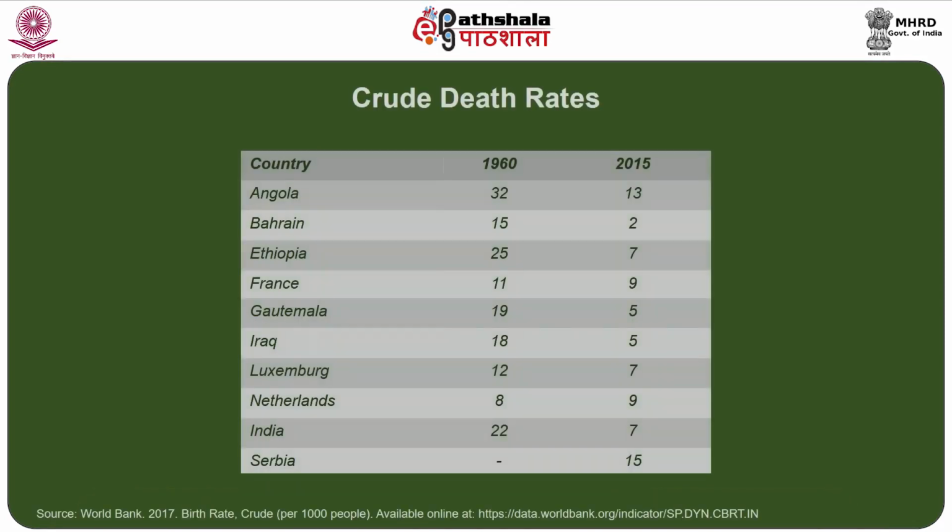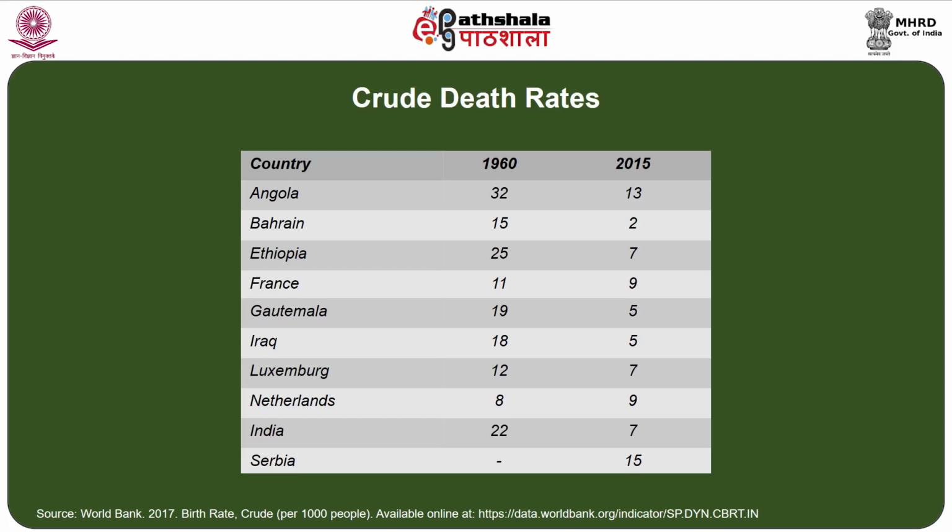Let us focus on the other component, that is mortality, which is measured through crude death rates. For the periods 1960 and 2015 across different countries, when we analyze the crude death rate, there are variations that have been noticed. For most countries, there has been a significant decline. For instance, in Angola, the crude death rate has declined from 32 in 1960 to only 13 in 2015, and in Guatemala from 19 in 1960 to only 5 in 2015.